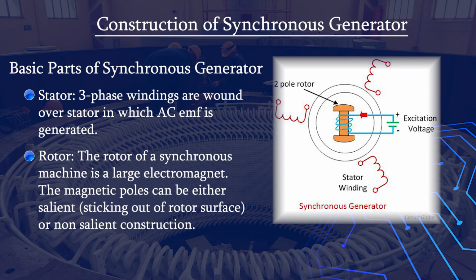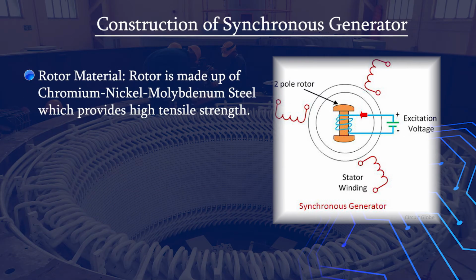The rotor of a synchronous machine is a large electromagnet. The magnetic poles can be either salient, in which the poles are projected out of the surface, or it can be non-salient construction. We'll see these in detail later on. And the rotor material is chromium, nickel, molybdenum, steel, because it gives high tensile strength. When the steam strikes the turbine, very high speed steam is striking it, so it requires large mechanical strength.